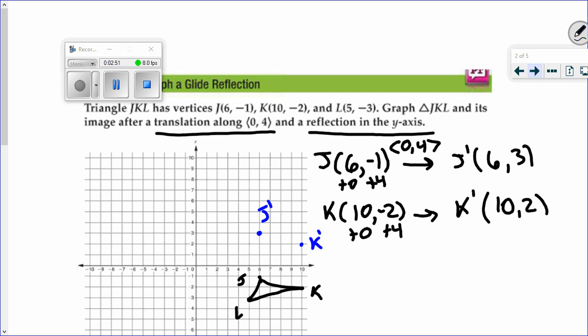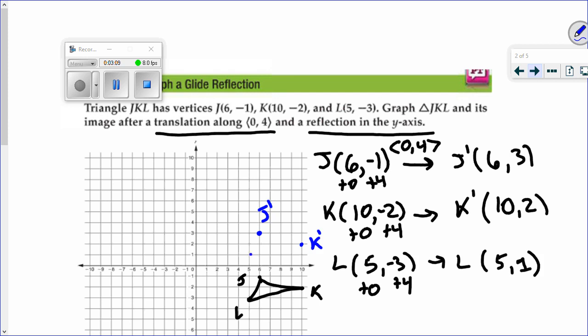Last point L, 5, -3, in the same manner. Add 0 to the x-coordinate, add 4 to the y-coordinate. L prime is at 5, 1. We plot that, L prime. So this is after the translation, and clearly you can see all those points just moved along the vector 0, 4. They moved up 4 units.